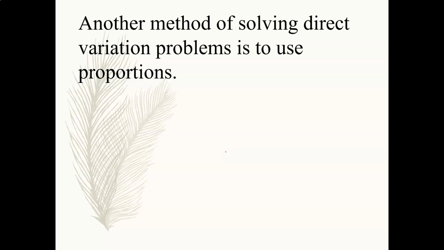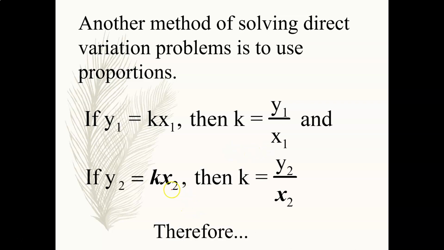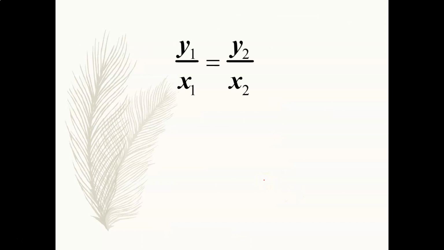Next, there is another method to solve direct variation, which is a proportion. If y sub 1 equals k x sub 1, then k equals y1 over x1. And if y2 equals kx2, then k equals y sub 2 over x sub 2. So here we're going to use proportion: y1 over x1 equals y2 over x sub 2.